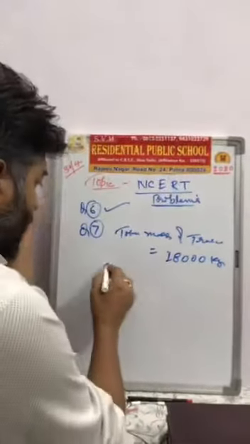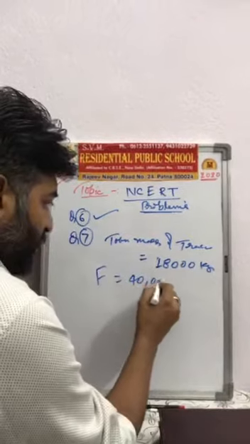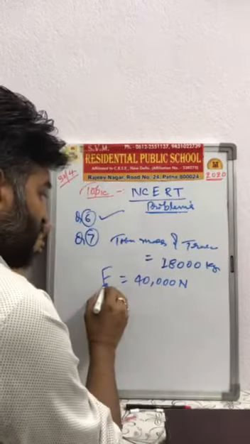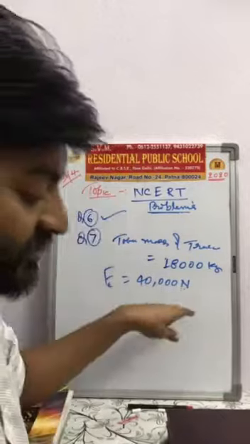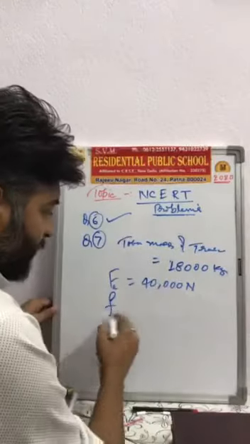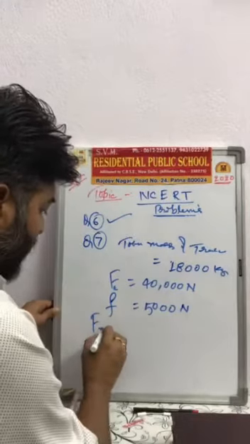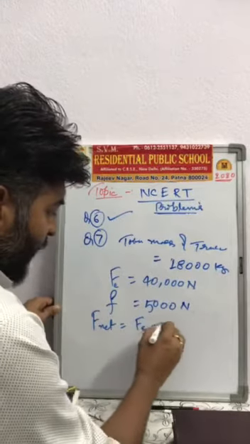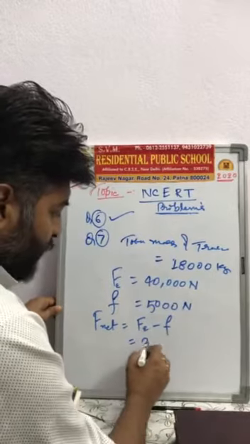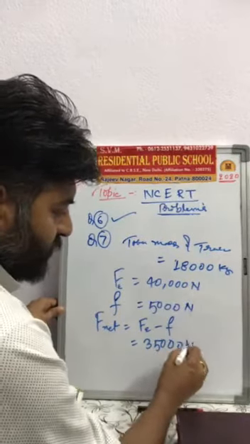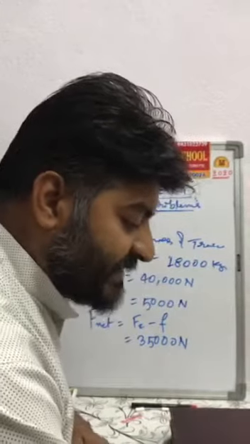Along the horizontal track, the engine exerts a force of 40,000 Newton. This is the force by the engine. And the track offers friction, the frictional force is equal to 5,000 Newton. So the net force is equal to force by engine minus frictional force, and we get 35,000 Newton. The question says to calculate the net accelerating force.